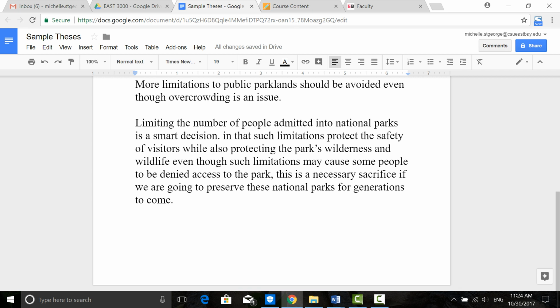And so for this student, they would need to think about making their position more concise. They're saying such limitations protect the safety of visitors while protecting the park's wilderness and wildlife. I think that could go somewhere, but they would have to cut the fluff, so to speak.